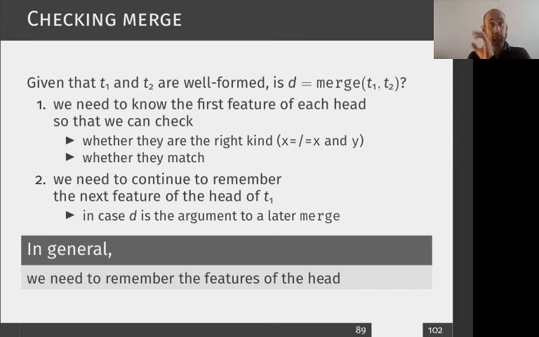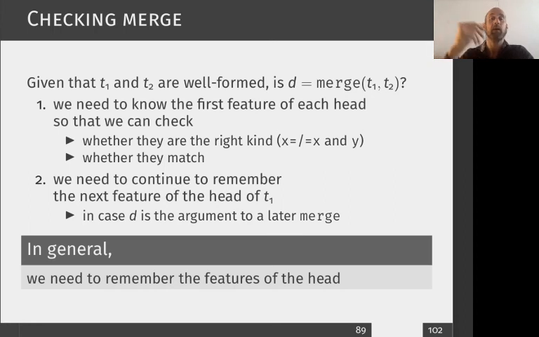So, we have two well-formed subderivations, T1 and T2. How do we know if merge of T1, T2 is also a well-formed derivation? Well, you need to know the first features of the heads of the trees that each of these derivations derive. So you can check whether they're the right kind. You have to have an =x and an x, or an =y and a y. If you have an =x and a y, that's not going to work. If you have an =y and an x, that's not going to work. Even though they're the right kinds of features, they have to match.